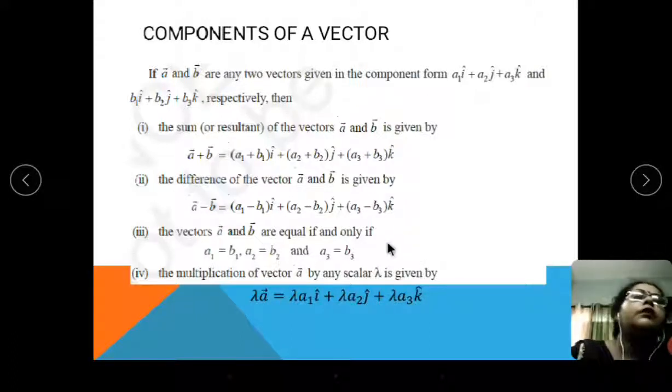If we come to multiplication of a vector by a scalar, this is result number 4. This is also the same. We do a component wise multiplication. So if we multiply the vector a by the scalar lambda, then it is going to be lambda a1 i plus lambda a2 j plus lambda a3 k. Another point we have put here in number 3, that two vectors are equal means that the components should be equal. So we must have a1 equal to b1, a2 equal to b2 and a3 equal to b3.